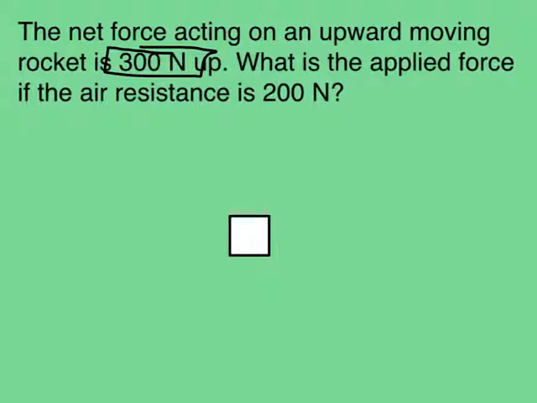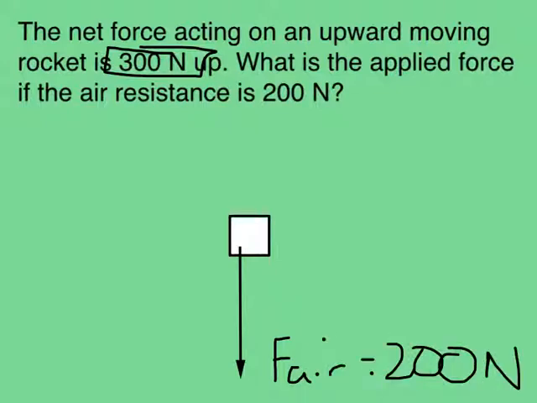So one of the forces that has to go in our diagram is air resistance. Air resistance acts in the opposite direction of motion. So if we've got a rocket that's moving up, the air resistance force is going to be moving down. I'm just going to call it F air, and that's equal to 200 newtons given to us in the problem.